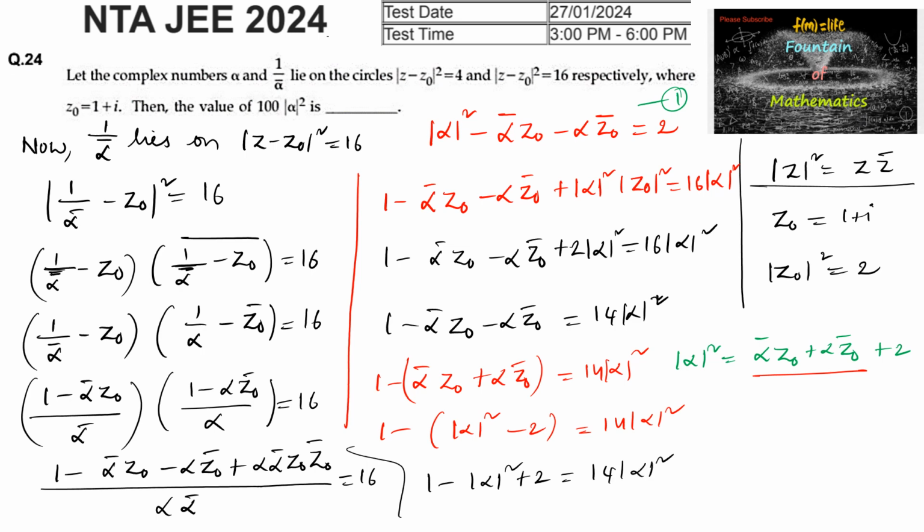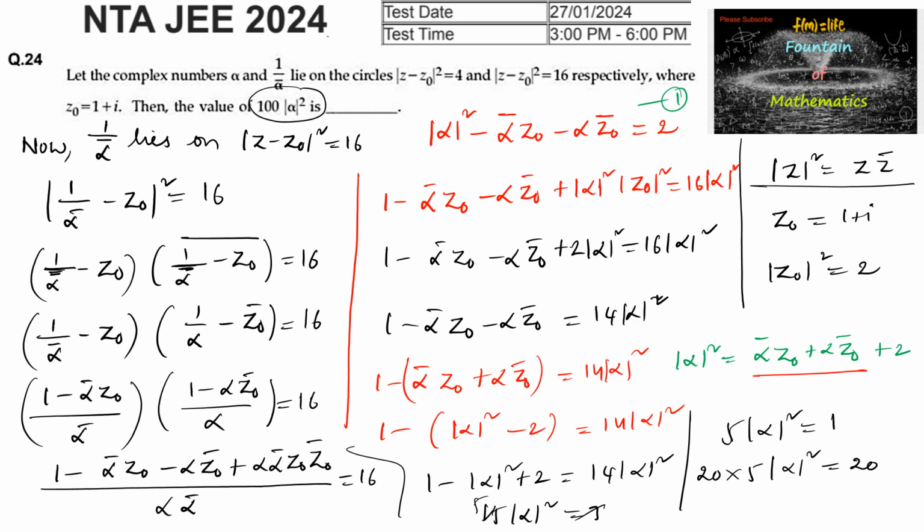times mod alpha square, that is 15 times mod alpha square is equal to 3, or we can write 5 times mod alpha square is equal to 1, and since we require 100 times mod alpha square, let us multiply with 20. 20 times 5 mod alpha square is equal to 1 into 20, so that is 100 times mod alpha square is equal to 20, so 20 is the answer.